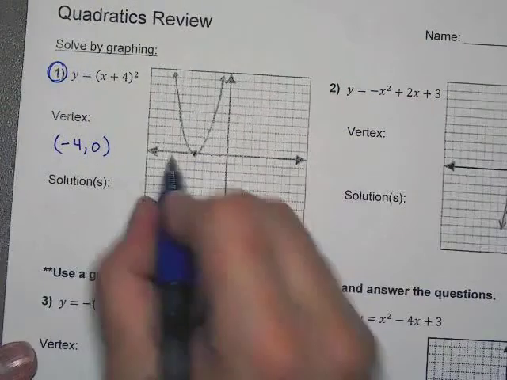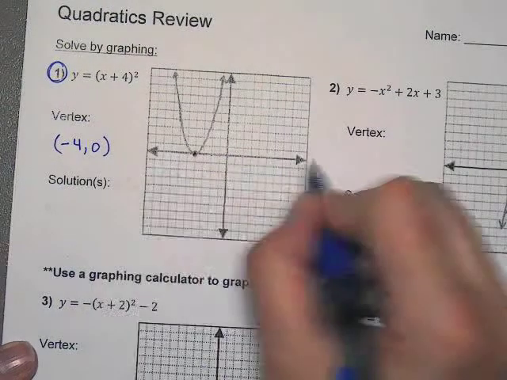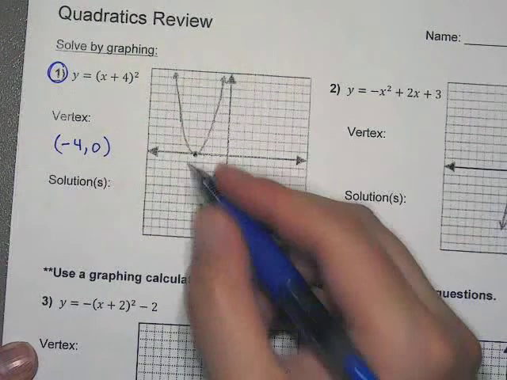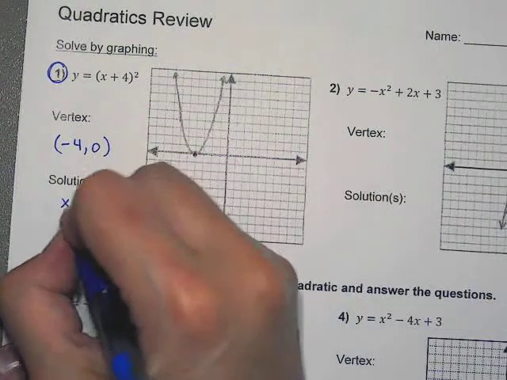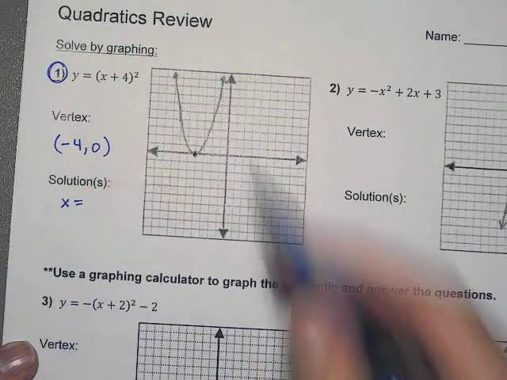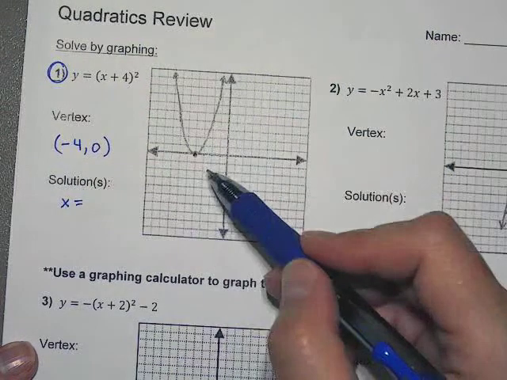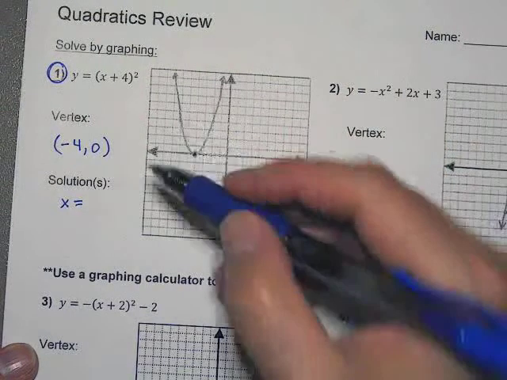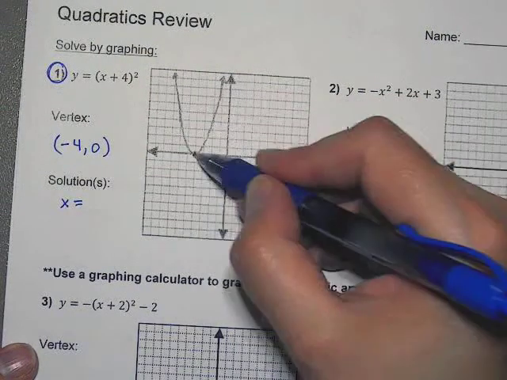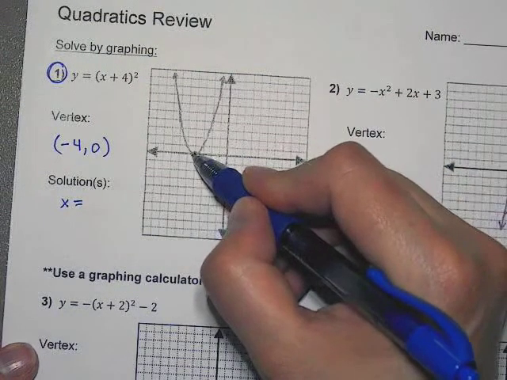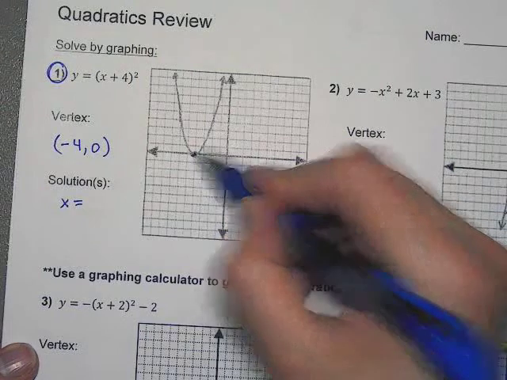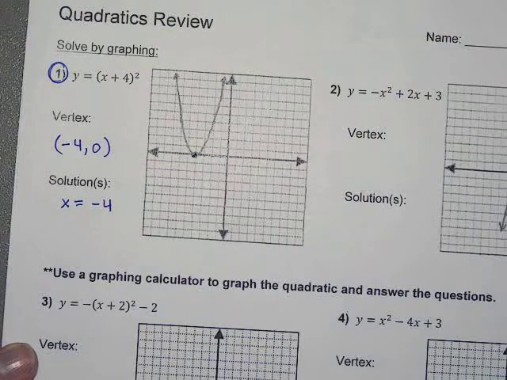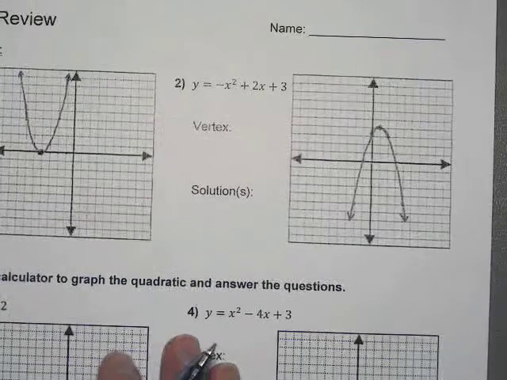Solutions are where my graph touches the x-axis. Okay, solutions are the same thing as x-intercepts. So what I'm doing here, we're going to end up with x equals. Sometimes there's no solution if the graph never touches the x-axis. Sometimes there's just one solution, and sometimes there's two solutions. Okay, so what I see here is this graph touches the x-axis in exactly one place. So this one will have one solution, x equals, and it's to the left 4, so x equals -4 is the solution.